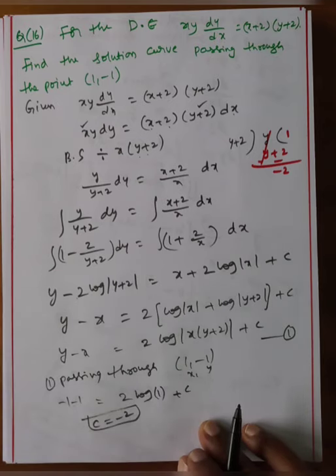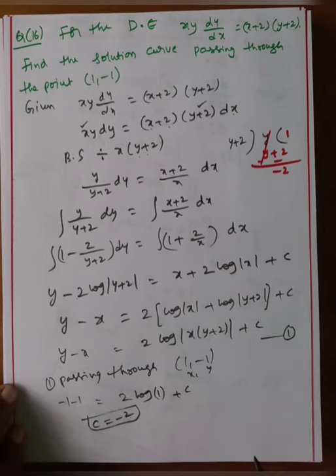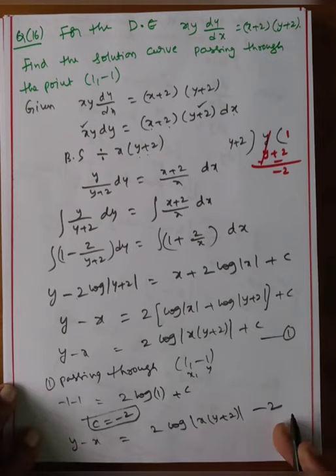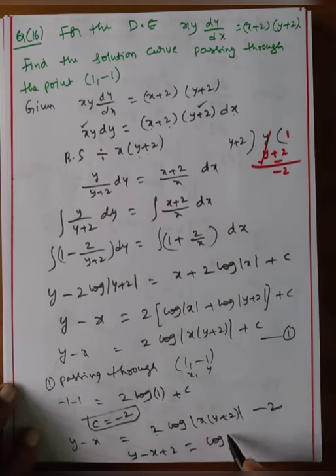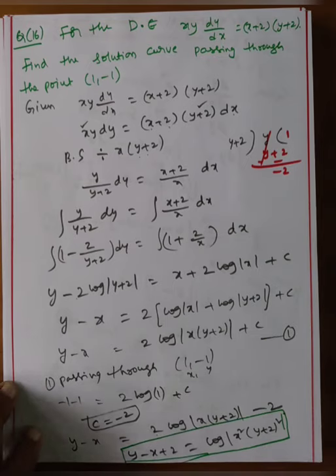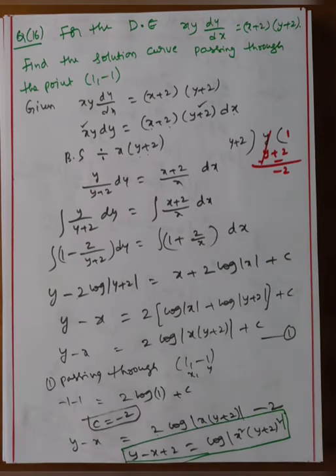Now substitute the c value in the given equation. With c = -2, y - x = 2 log[x(y+2)] - 2. Taking the -2 to the other side: y - x + 2 = 2 log[x(y+2)], and moving the 2 inside the log as a power, y - x + 2 = log[x^2 (y+2)^2]. This is the final solution, the particular solution of the given differential equation. I hope you understood.